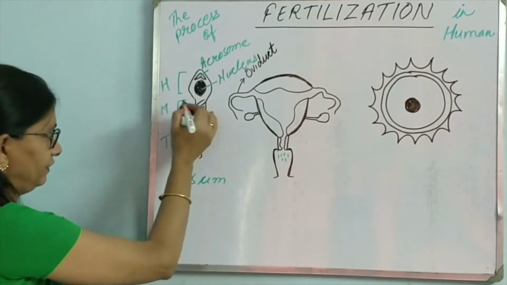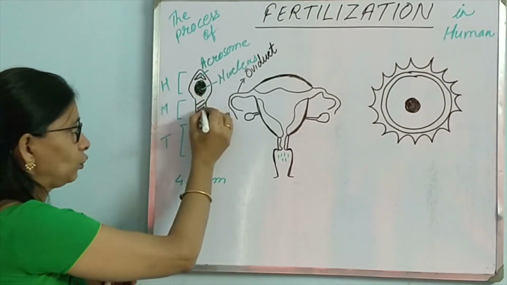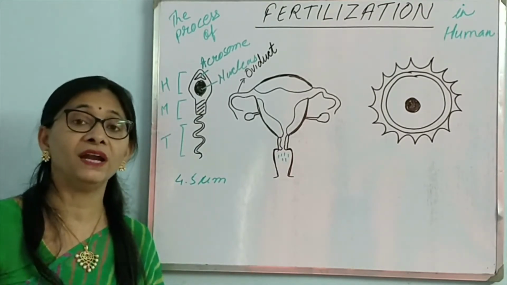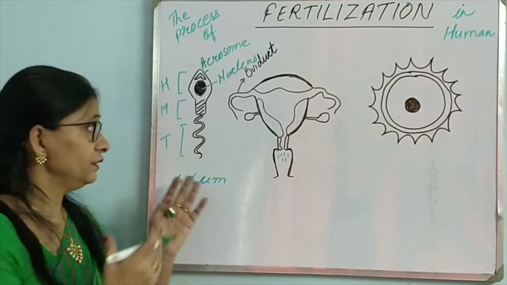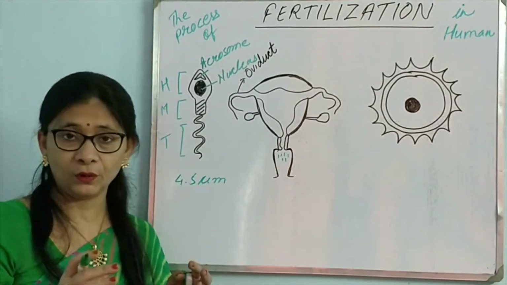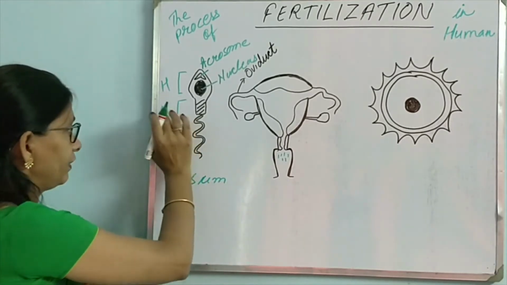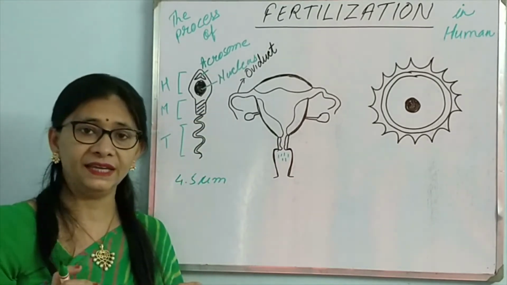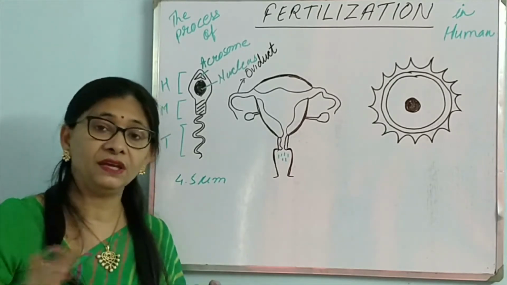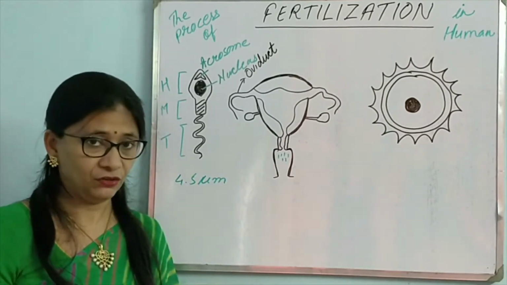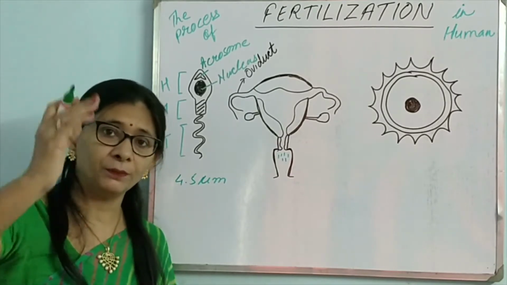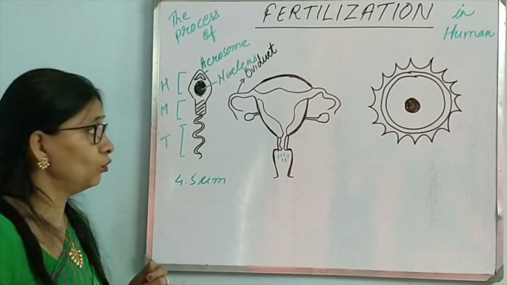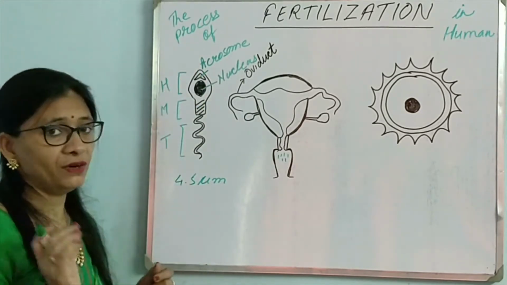And finally we have the middle piece, which has mitochondria. Middle piece has mitochondria because mitochondria is the thing which will provide strength, the necessary force which will be required for travel. And finally we have the tail, a big long tail which is lashing in its nature. It lashes so that the sperm can travel forward. So the tail helps in movement. So this is the structure of a sperm.